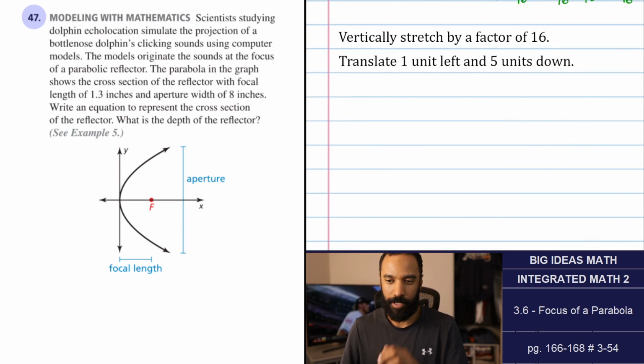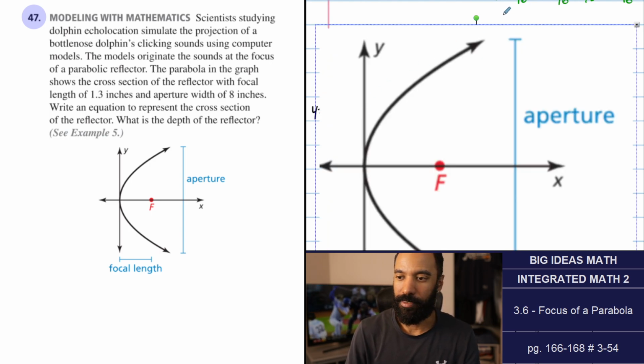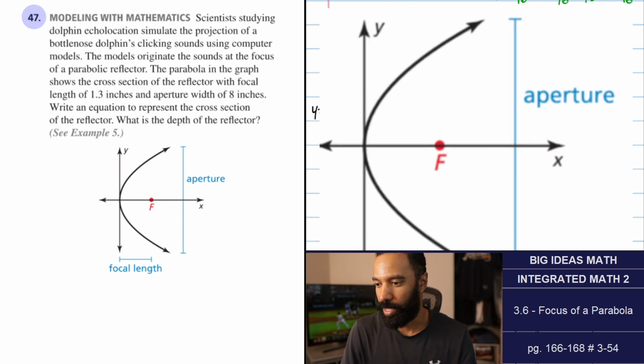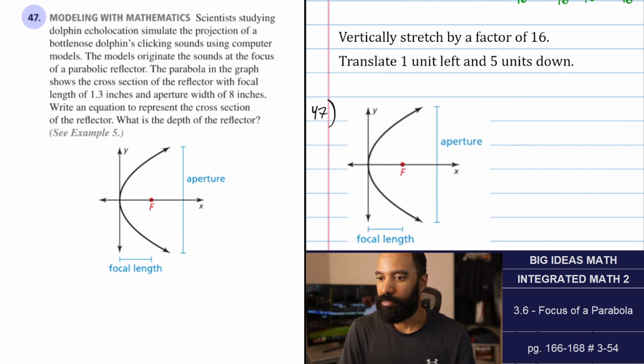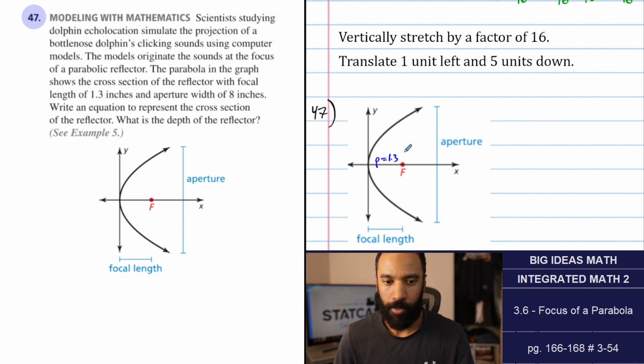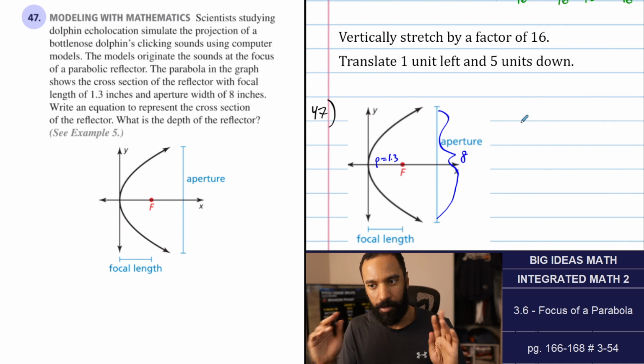Okay, so number 47. On number 47, I got this. Here we go. On 47, we have a p-value here. This is p equals, and I guess it's 1.3. It's inches, but we'll get to that. Aperture, the entire thing there is 8. That's going to be used later.